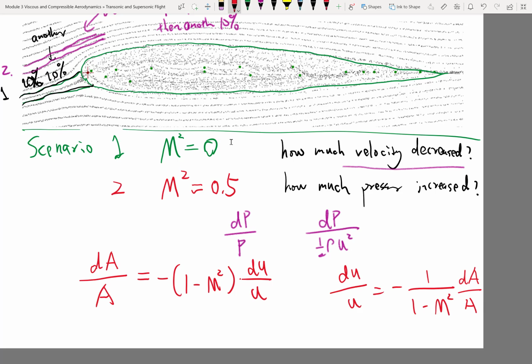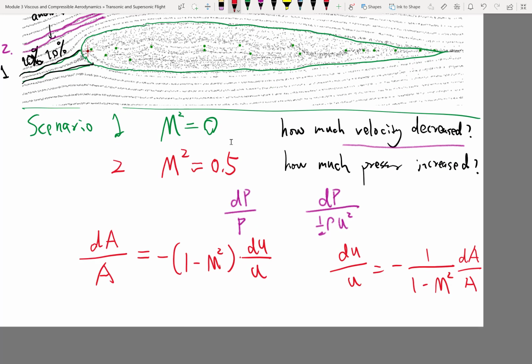What happens? Well, when the Mach number goes to 1, this is what we call a singularity point. It's a singularity in the sense that if I still have a non-zero dA over A, du over u has to be infinity. It cannot happen, right? So this is what we call the flow choked.